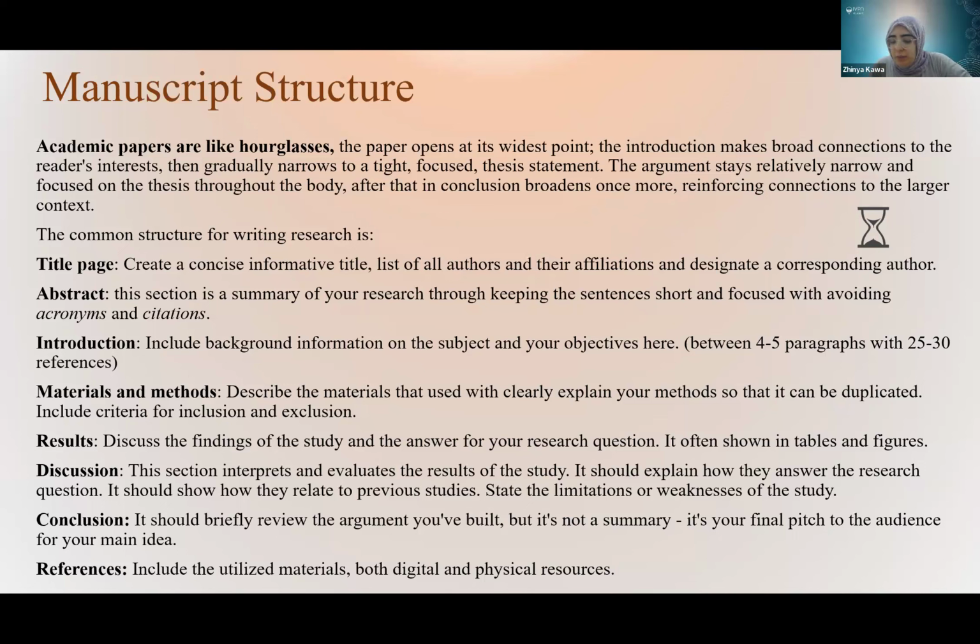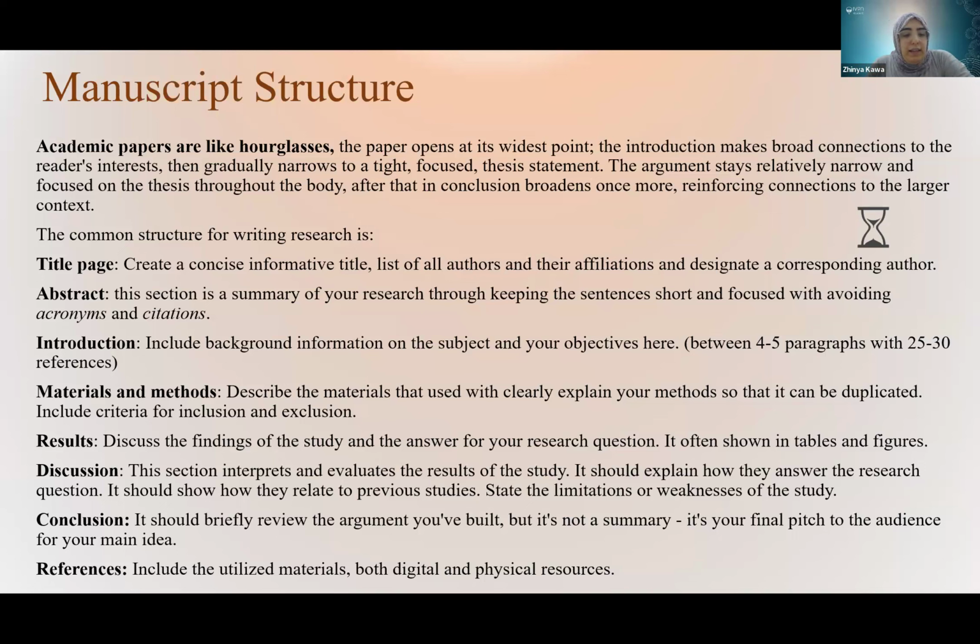And then we have the discussion part, and in this section you need to interpret and evaluate the results of your study, and you need to highlight how you answered this question. Okay, we just knew what the answer to your question is, but now in the discussion you need to explain how this answer is a good one or suitable for the research question. So you need to interpret, and to show how it relates to previous studies. And you can also mention the limitations and weaknesses of the study.